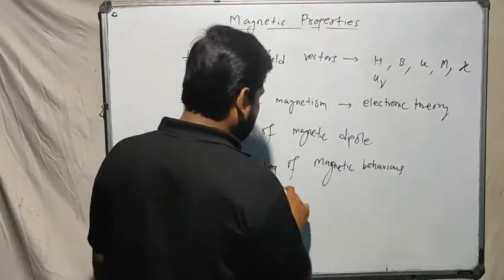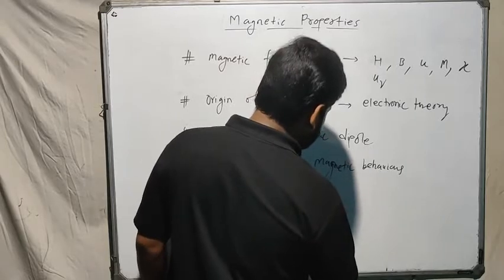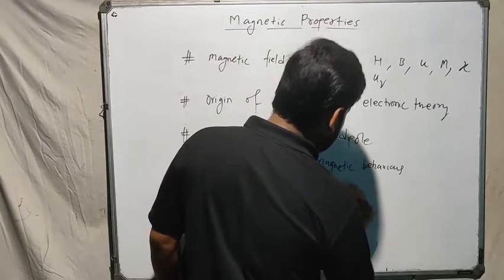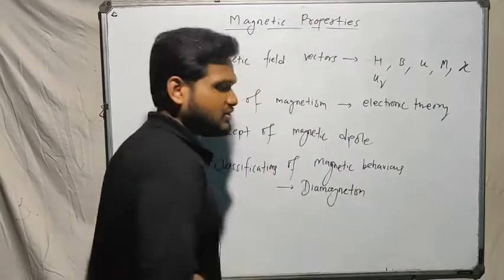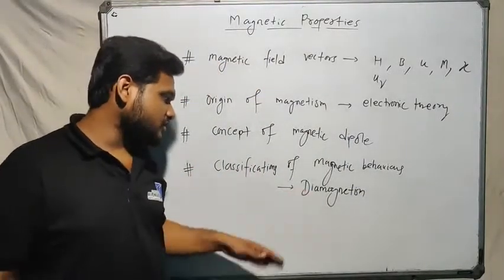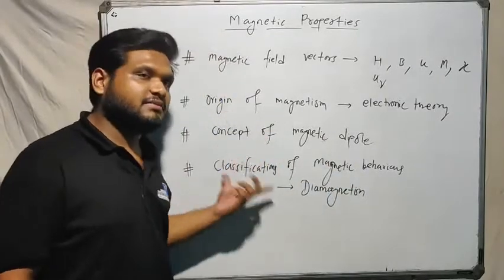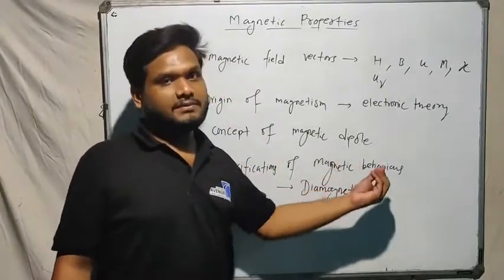So there are several that we will look into, like ferromagnetism, diamagnetism. We have a huge bunch of materials which are categorized into a specific magnetic behavior. Some of the materials show this behavior, which is diamagnetism.